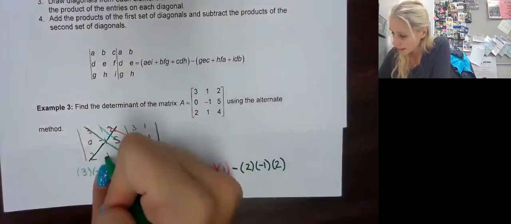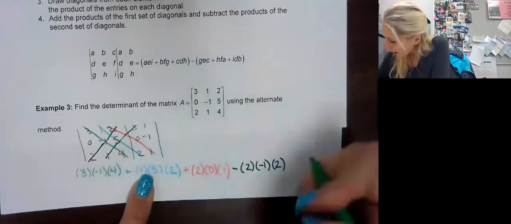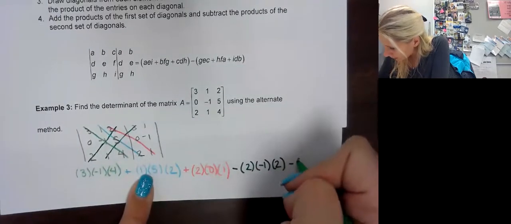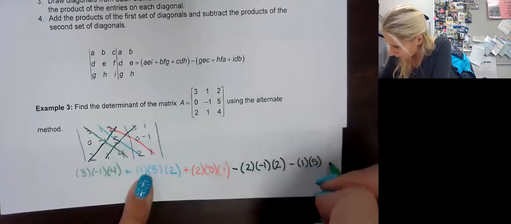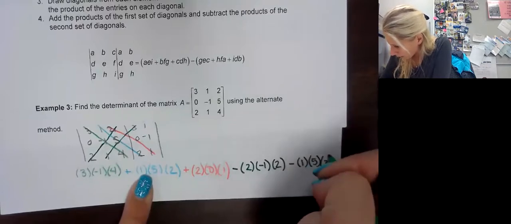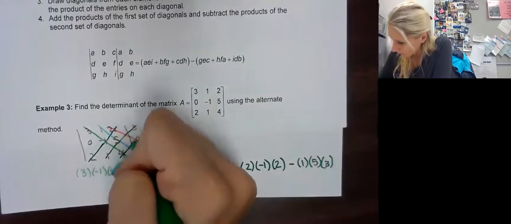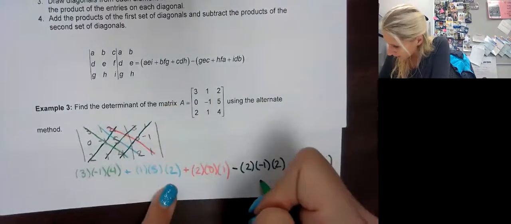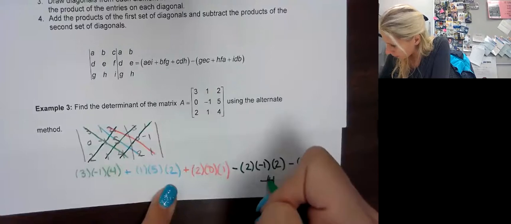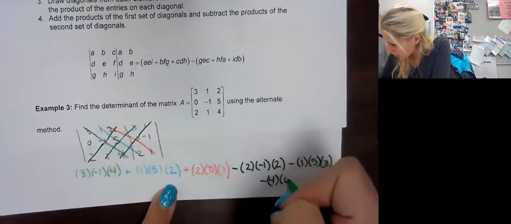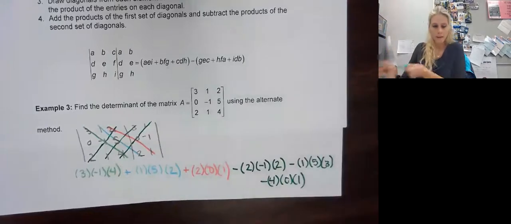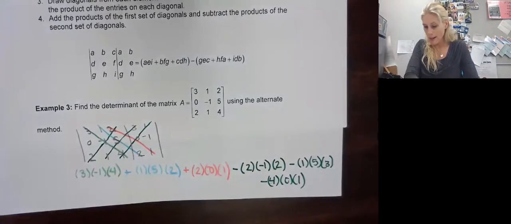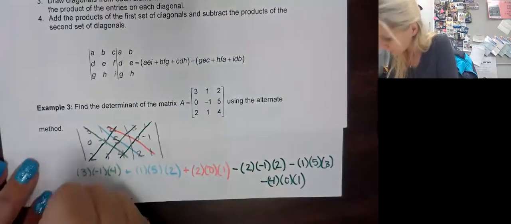Okay, my next one, again, I went bottom to top, so I'm going to subtract 1, 5, 3, and then here one more, subtract 4, 0, 1. Perfect. Okay, and now I'll do my math, right?